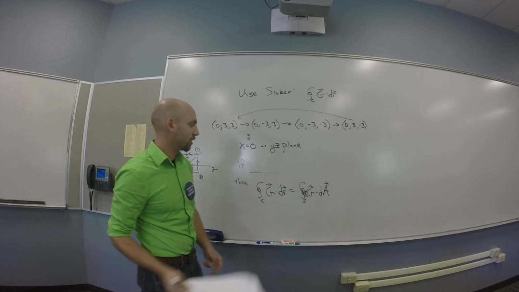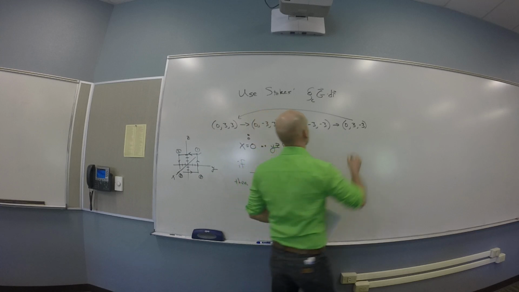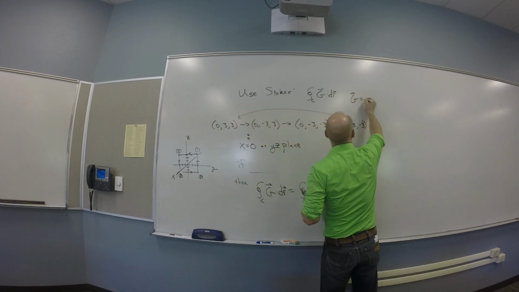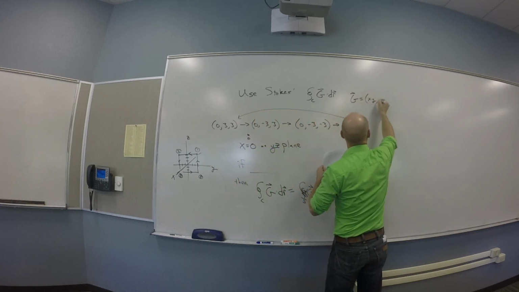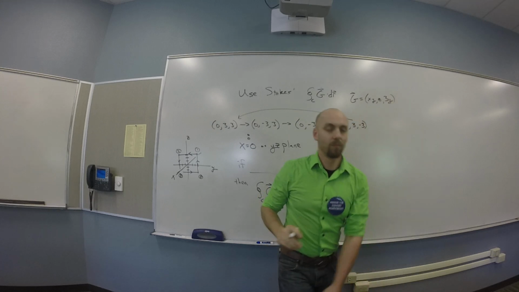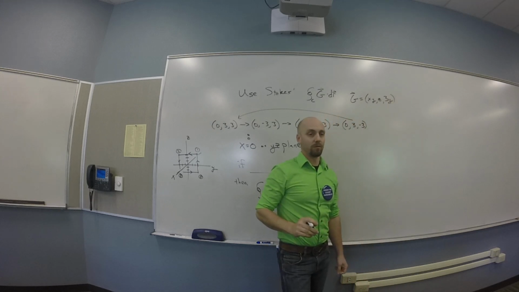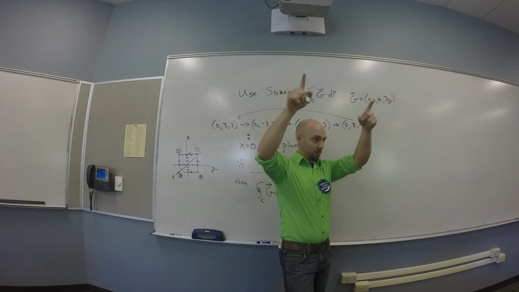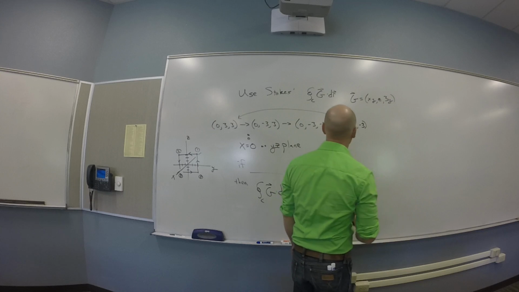I didn't tell you what G was. Yeah, no, you did. G was (x, y, z, 3y). Okay, so what do I need to do? Find the curl of G and then the area. Cool. So let's take the curl.